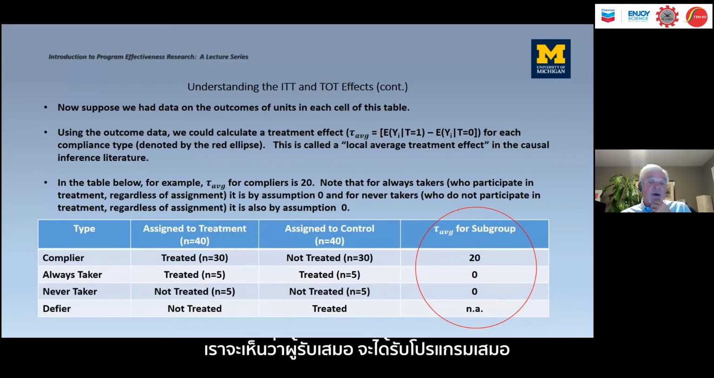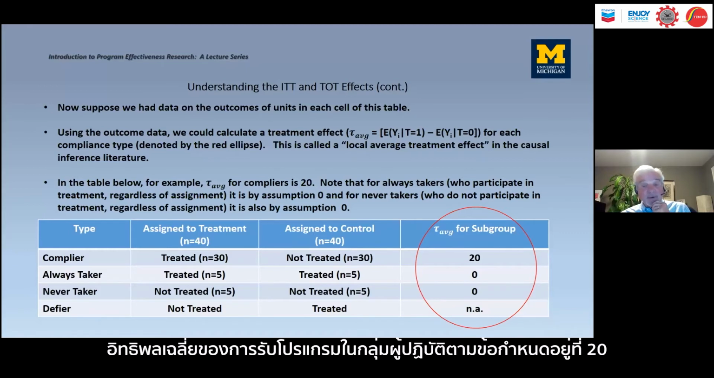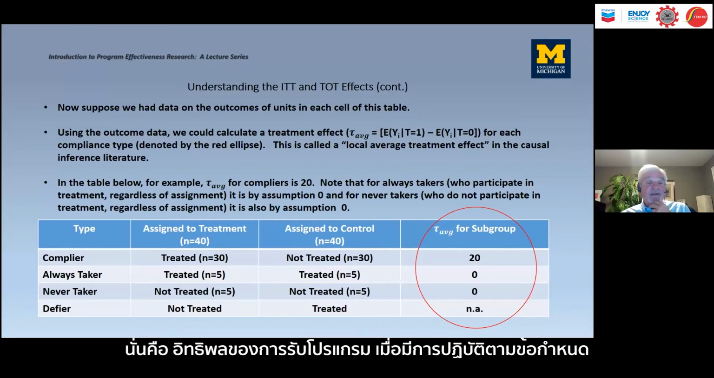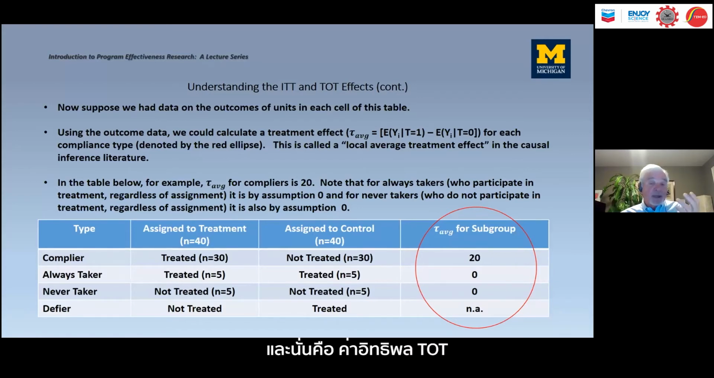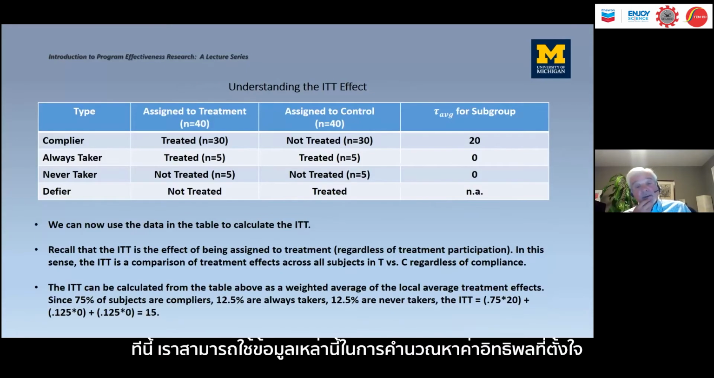We notice that the always takers are always treated no matter what group they're in, so their effect is 0. The never takers are never treated, and so theirs is 0 as well. And so what we have is a complier average treatment effect of 20, and that is the effect of treatment on treated given compliance, and that's what a TOT effect is.